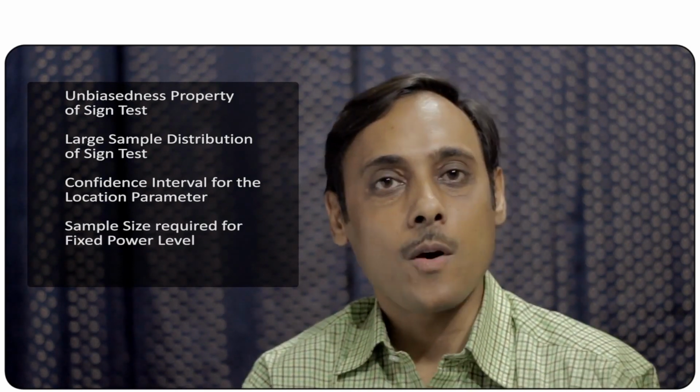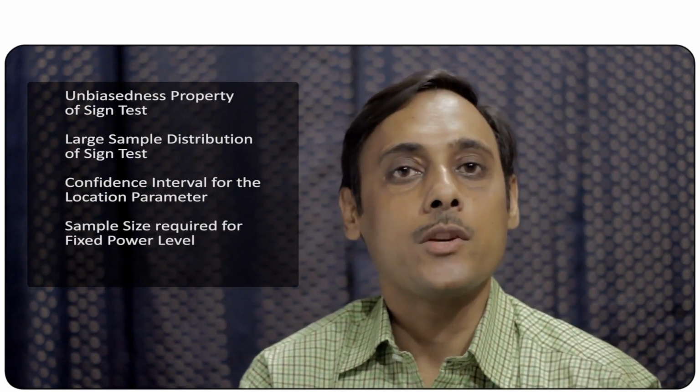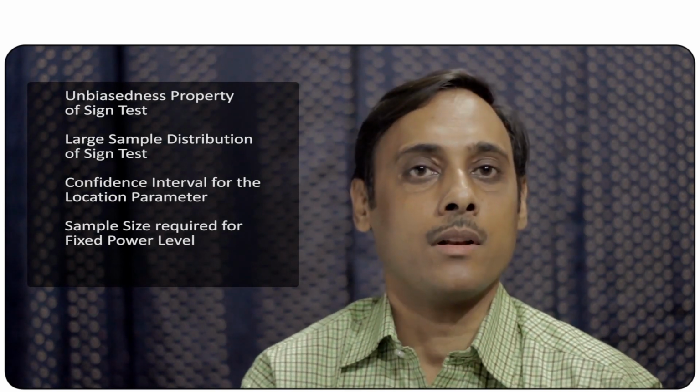In the last module, we have discussed sign test, defined sign test statistic, and given some properties. In this module, we shall provide the unbiasedness property of sign test, large sample distribution of sign test, and hence a large sample test, and find a confidence interval for the location parameter using the cutoff points of the sign test. We also obtain the sample size required to attain a fixed power level.